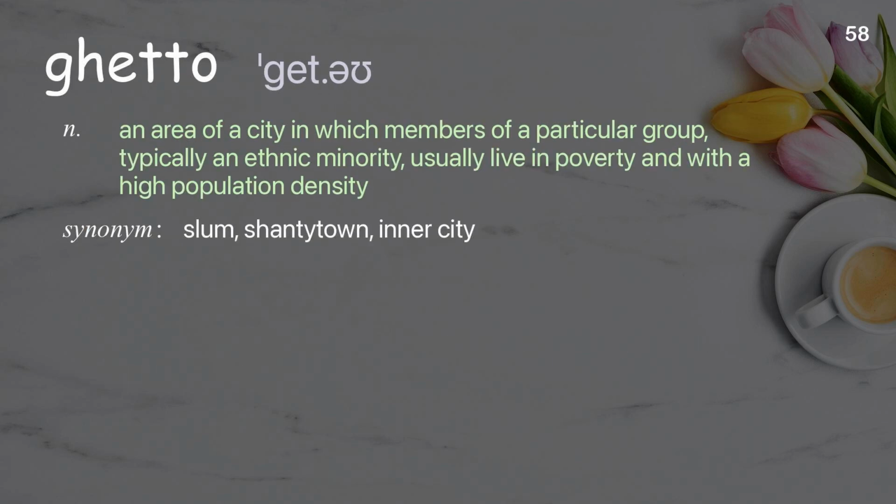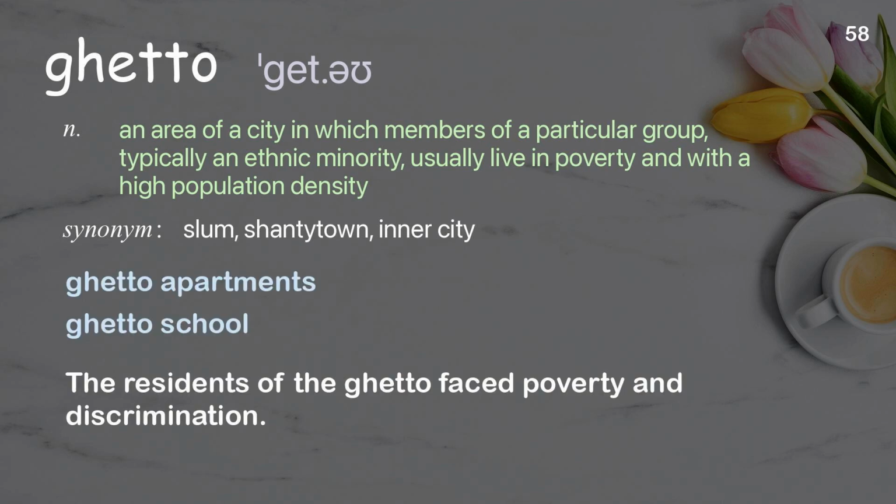Ghetto: an area of a city in which members of a particular group, typically an ethnic minority, usually live in poverty and with a high population density. Examples: ghetto apartments, ghetto school. The residents of the ghetto faced poverty and discrimination.